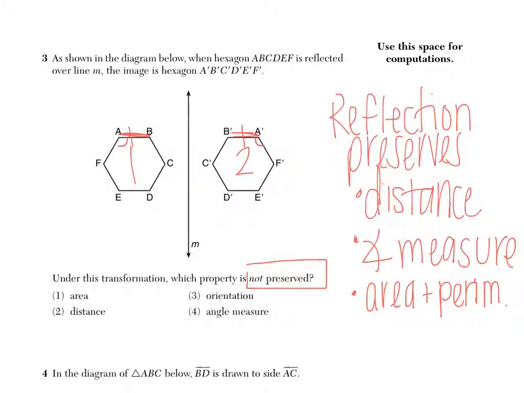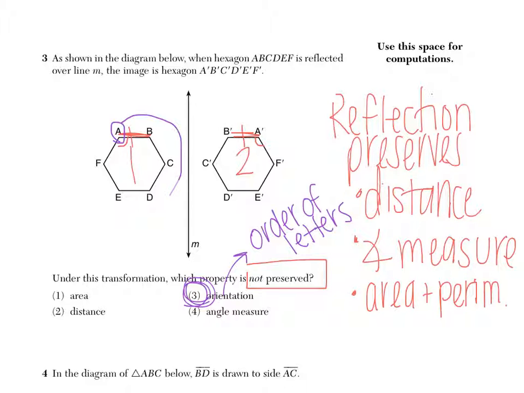The one thing that a line reflection does not preserve is orientation. And I'll talk to you about what that word means. Orientation is the order of the letters. So for example, if I start with A on the hexagon ABCDEF, and I read clockwise, it reads as A B C D E F. Again, clockwise, A B C D E F.